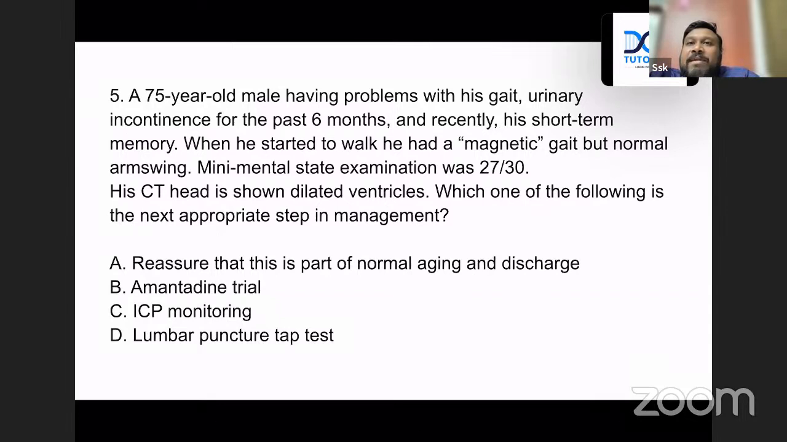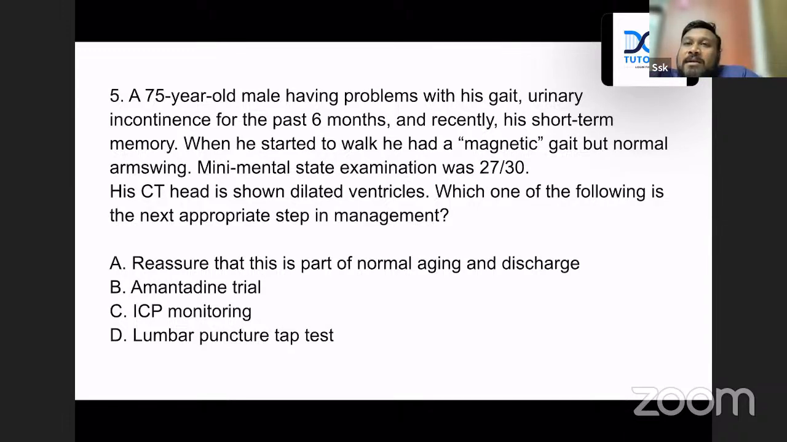Next question is, a 75-year-old male is complaining with problems of his gait, urinary incontinence for the past 6 months, and recently his short-term memory is becoming problematic. So when he started to walk, he is having a magnetic gait but normal arm swing. And the mini mental state examination is 27/30. The CT brain is showing dilated ventricles. So which one of the following is the next appropriate step in management?